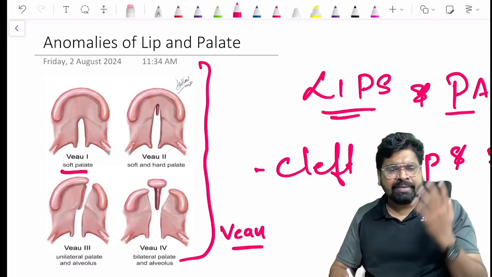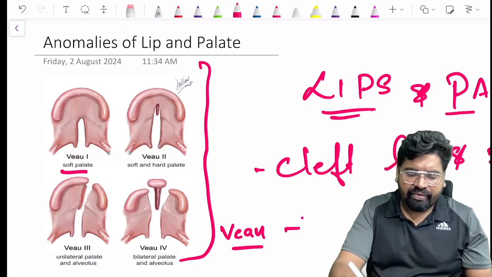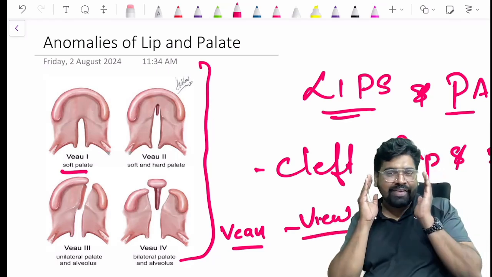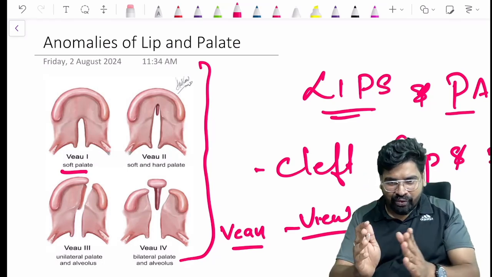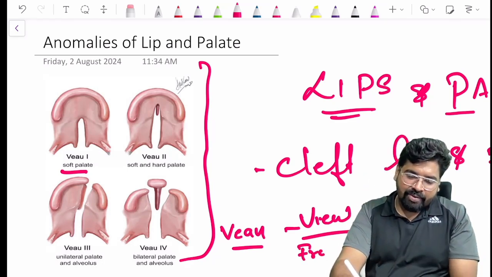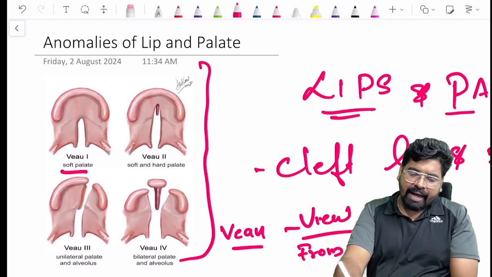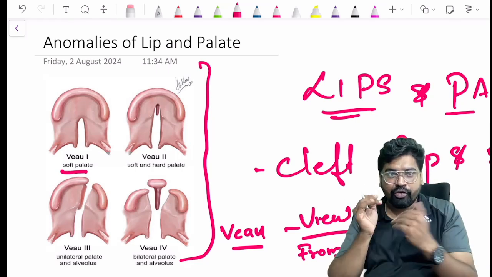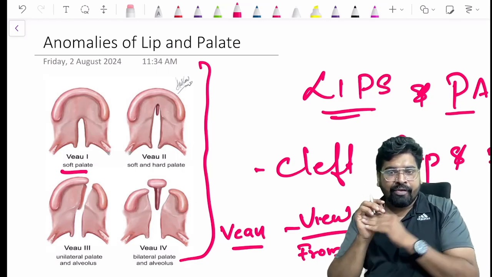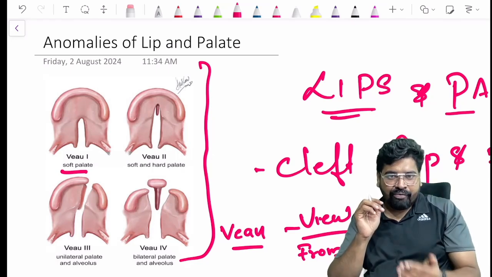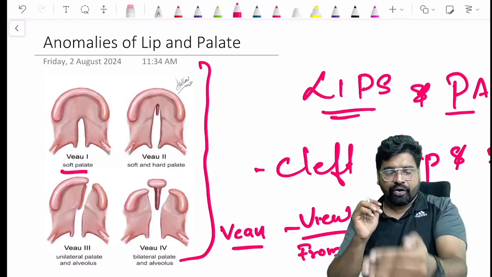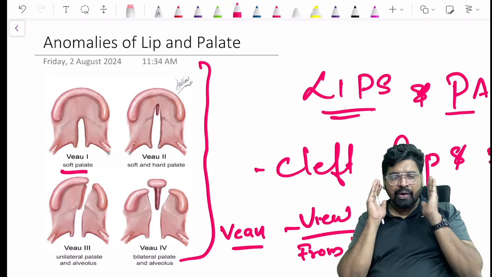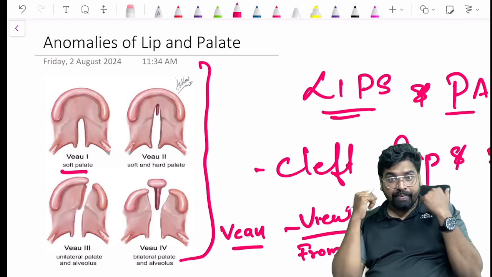But the best way to remember this is "view". We are seeing it. View from the back. So this is how I remember Veau's classification. View from the back: view 1, view 2, view 3, view 4. So I am starting from the back. I'm going to see the clefting from the back.